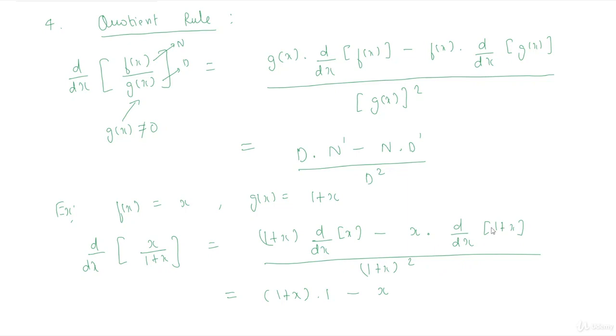Now for d by dx of 1 plus x, here we can apply the addition rule. So d by dx of 1 plus x will be d by dx of 1 plus d by dx of x. So d by dx of 1 will be 0 plus d by dx of x, which is 1. So this thing is over 1 plus x whole squared, right? So the answer is 1 plus x minus x, and this x gets cancelled with this x. So it is 1 over 1 plus x whole squared. So this is the answer.